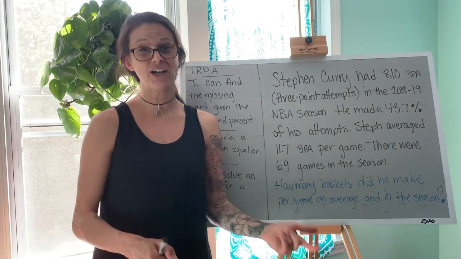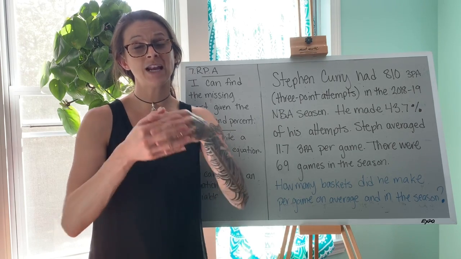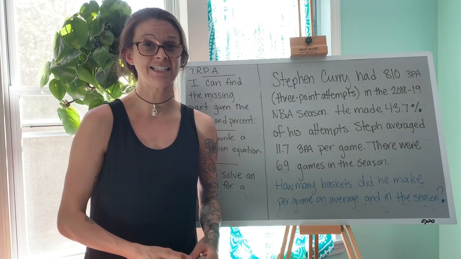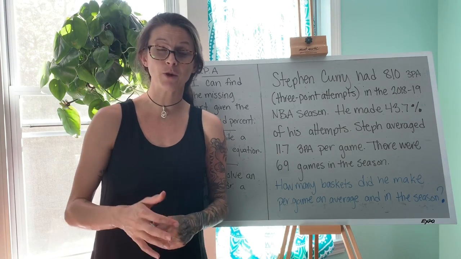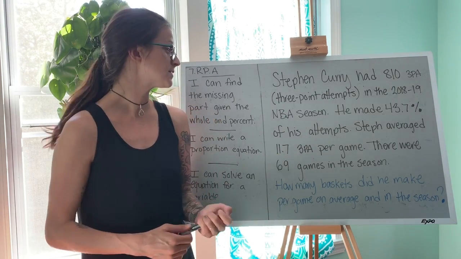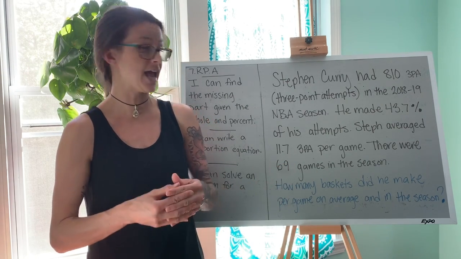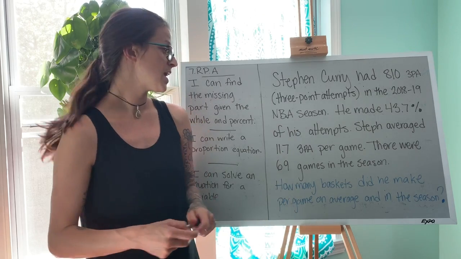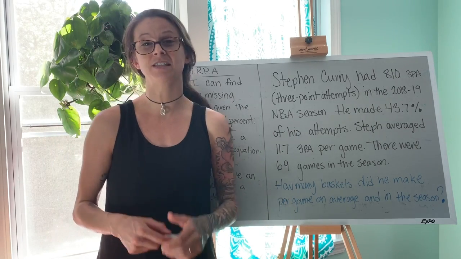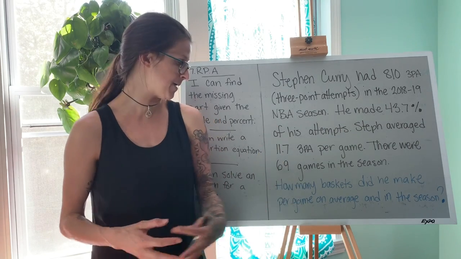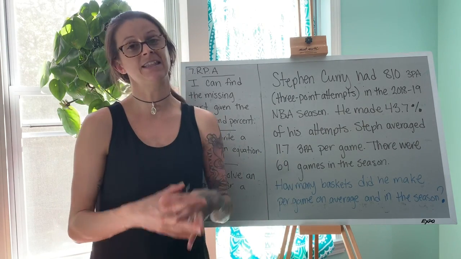Stephen Curry had 810 three-point attempts during the 2018-2019 season. He made 43.7% of his attempts. Steph averaged 11.7 three-point attempts per game. There were 69 games in the season that he played in. How many baskets did he make per game on average and in the season?